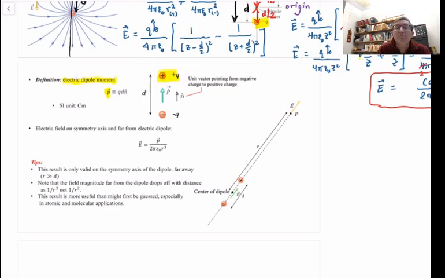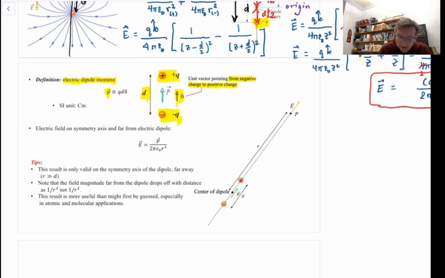Positively charged particle, plus q. Negatively charged particle, negative q. Distance d between them. We're going to take a unit vector, n hat, dimension 1, has only one job, to point in a particular direction. What particular direction? Pointing from the negative charge to the positive charge. In this case, that would be pointing up.